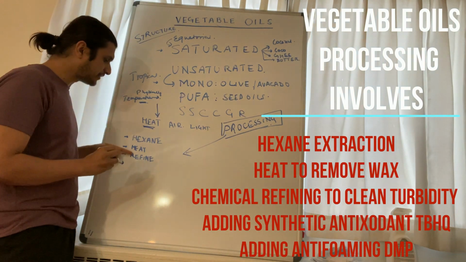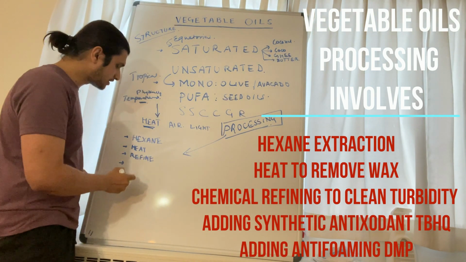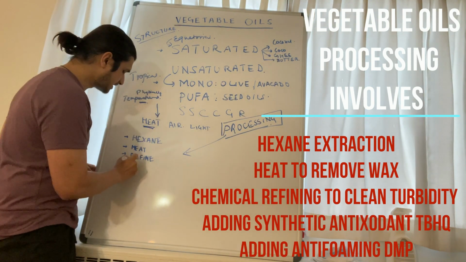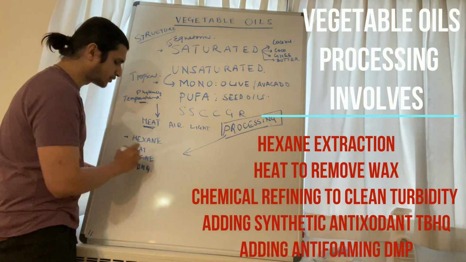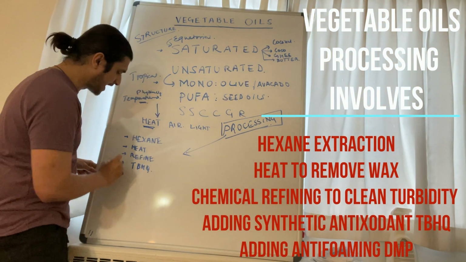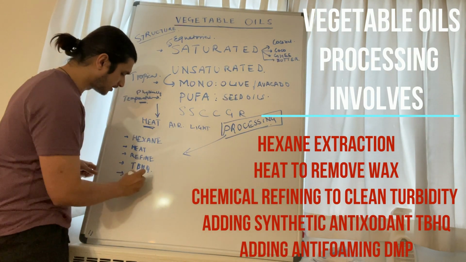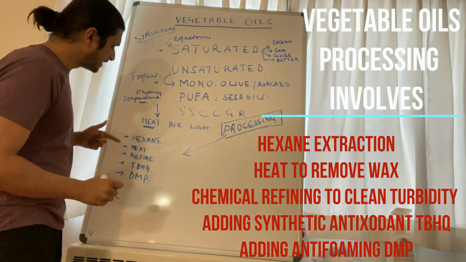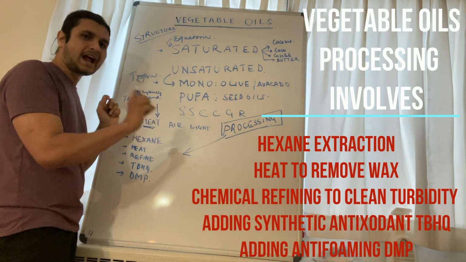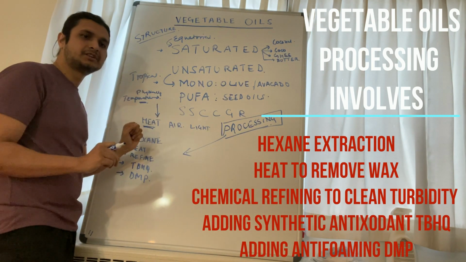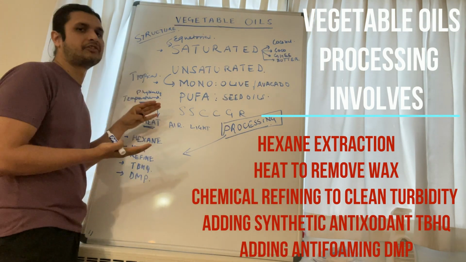because these processes have killed all the antioxidants which are naturally present in the fruit and the seed, those antioxidants are artificially added. Things such as TBHQ, tertiary butylhydroquinone. And then there's a lot of foaming happening. So they have to add an anti-foaming agent, dimethylpolysiloxane. So these are the different things that are extracted or added. Additives, preservatives, all these things which the body would not have needed, just so that there is a longer shelf life.